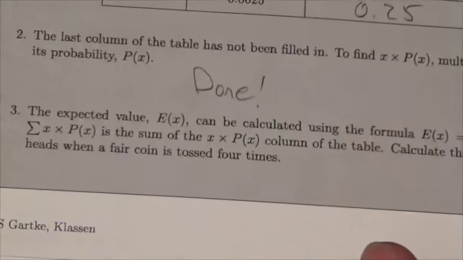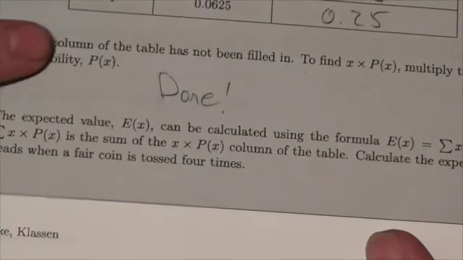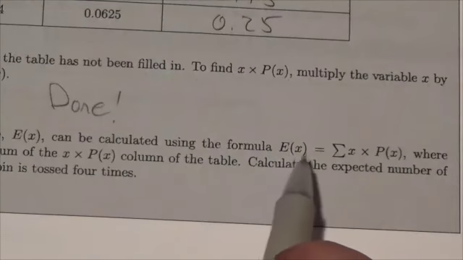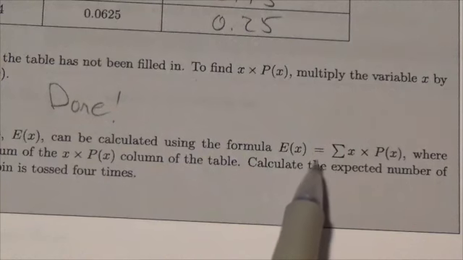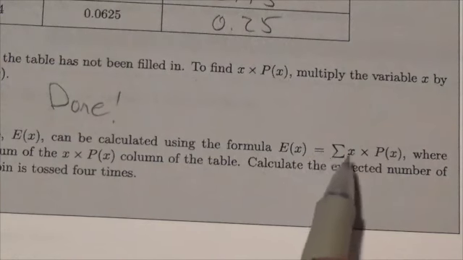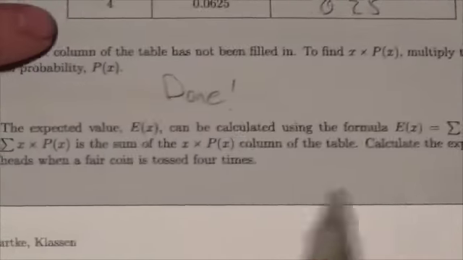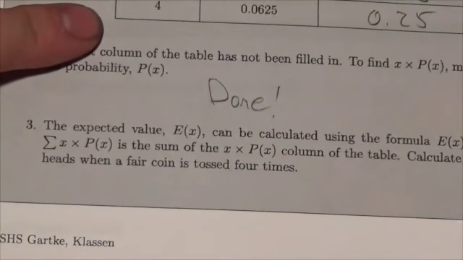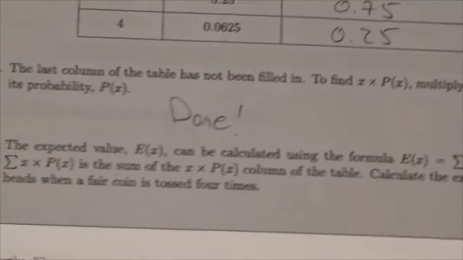The expected value, E(X), can be calculated using the formula. And then we've got this formula here. Now, this just means sum of. If you've never seen that before, that little symbol just means add them up. So we're going to add up all of the x times the probability of x. And then they give that to you. They explain that to you. So we're going to calculate the expected value when we toss the coin 4 times.